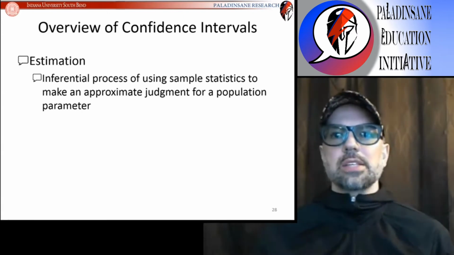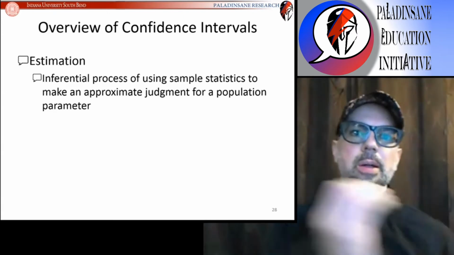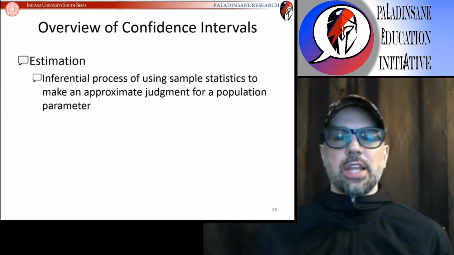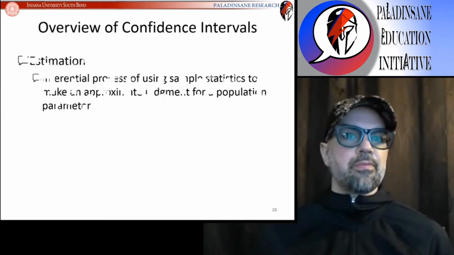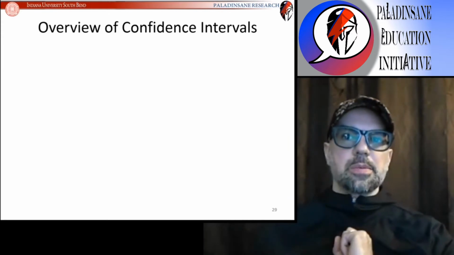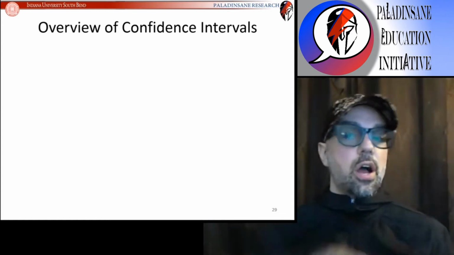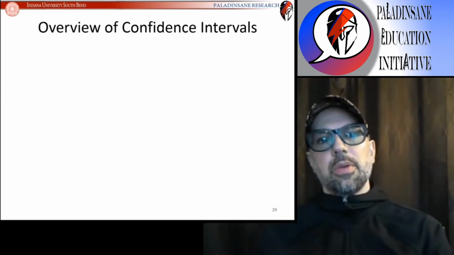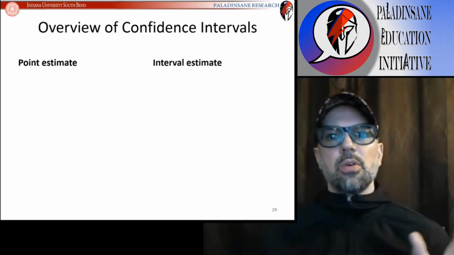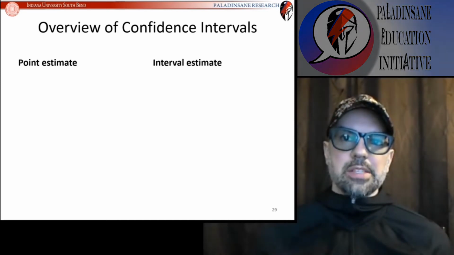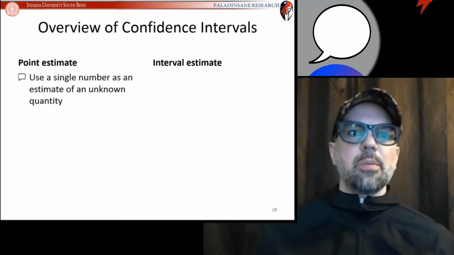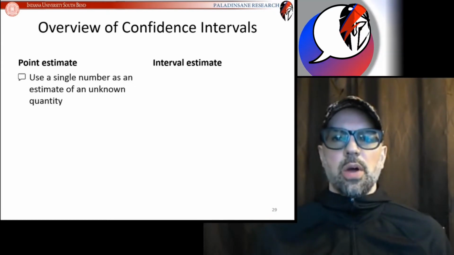It's that inferential process where you go from something that you can measure to approximate something about the population that you can't measure directly. So a very important concept, or 2 very important concepts for confidence intervals, which are a form of estimation, is going to be the point estimate and the interval estimate. So these are 2 different types of estimates. The point estimate is where you use a single number as an estimate of that unknown quantity.